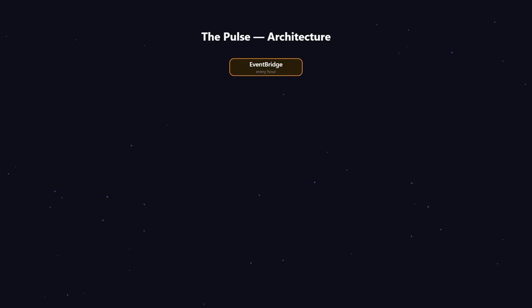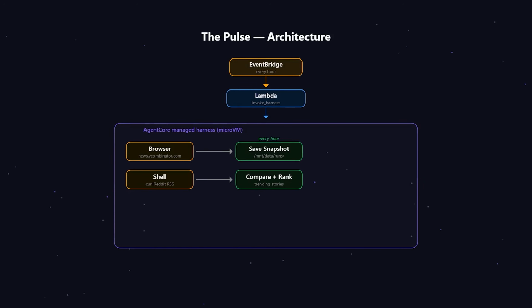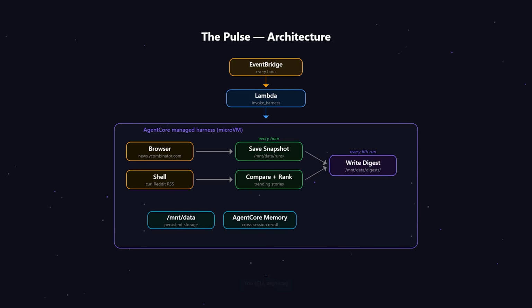So here's what we're building today. EventBridge fires every hour, triggers the Lambda, which calls the harness. Inside the harness, the agent opens Hacker News in a managed browser. It extracts stories, then it fetches Reddit via RSS, and saves a snapshot to /mount/data every 6th run. It reads all the snapshots, identifies trends, and writes a digest. And you can chat with it anytime through the CLI.